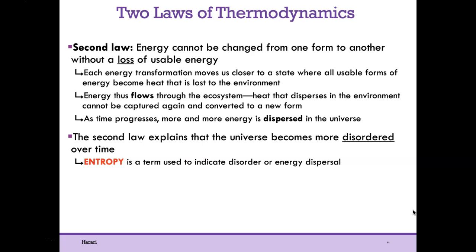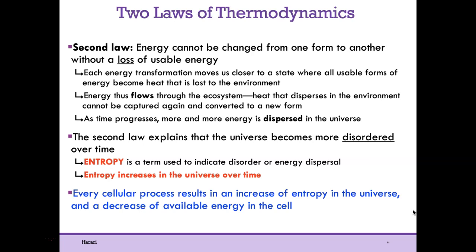So entropy is a term used to indicate disorder, or the way I like to think about it is energy dispersal. So what things like to do in the universe, just the laws of nature, is things like to disperse. Things like to get more disordered. So the second law of thermodynamics says that things get more and more disordered because as energy gets transformed from one form into another, heat is being lost, and heat equals disorder. So entropy increases in the universe over time.